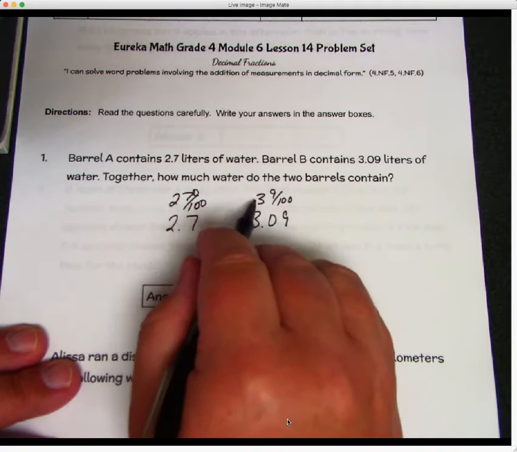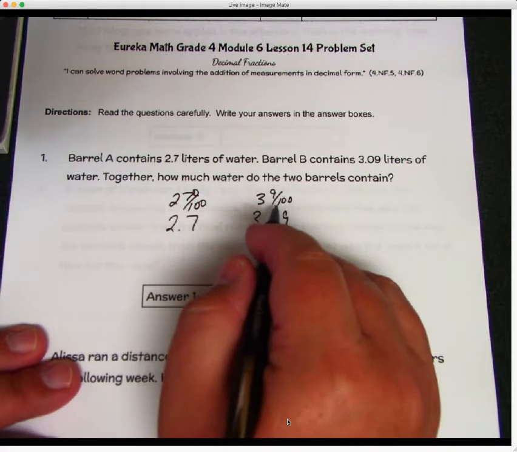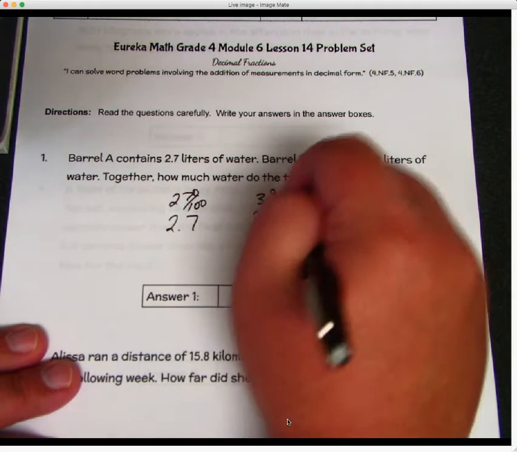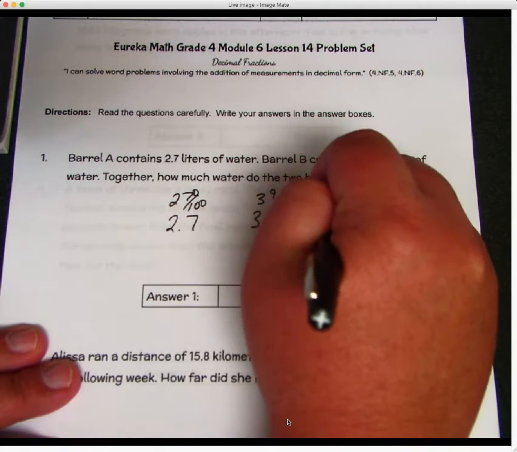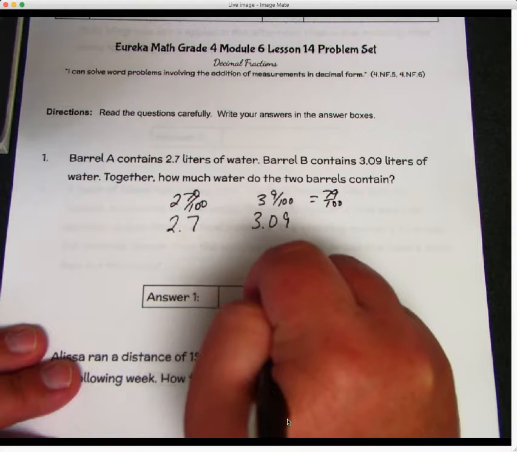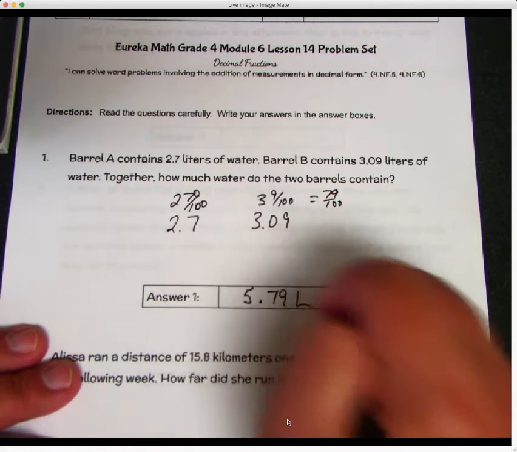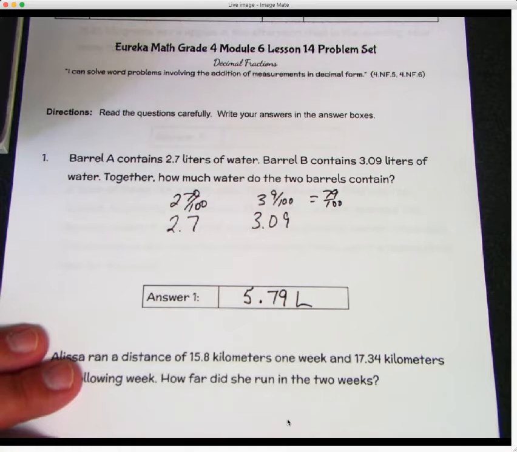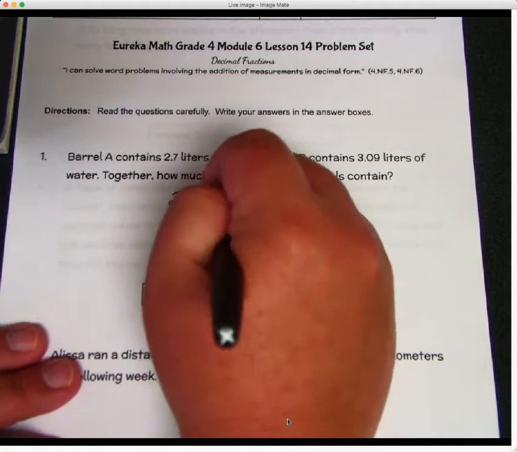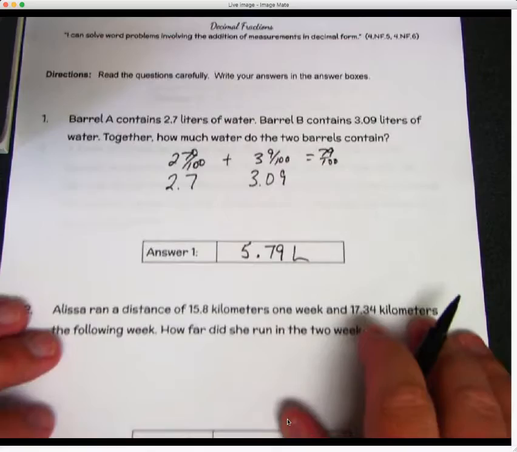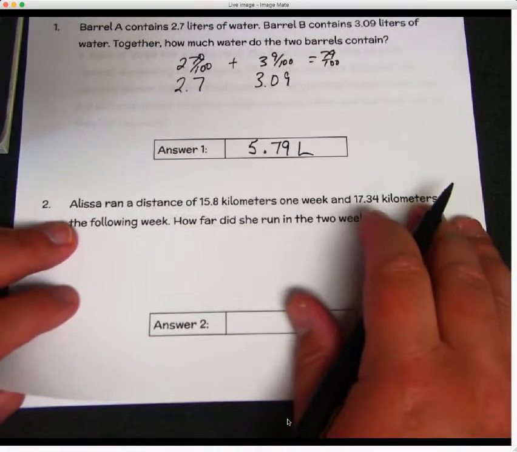3 plus 2 is 5. 70 hundredths plus 9 hundredths is 79 hundredths. So 5 and 79 hundredths liters of water in the 2 barrels. Okay. All right. Number 2.